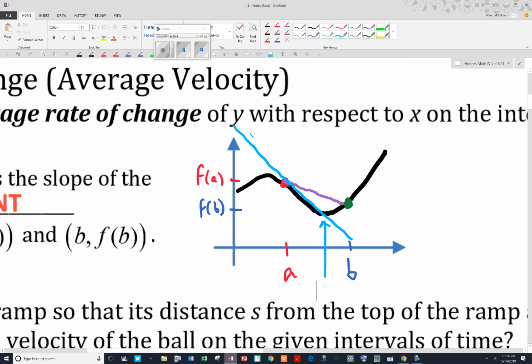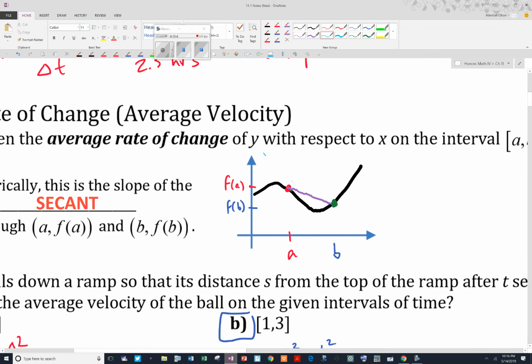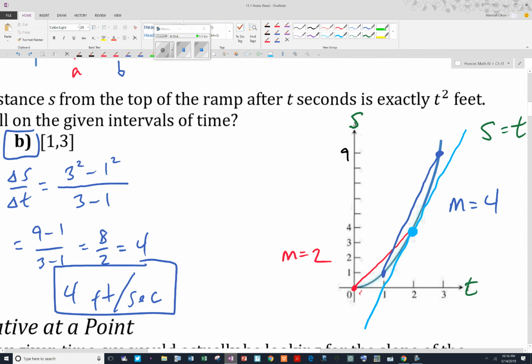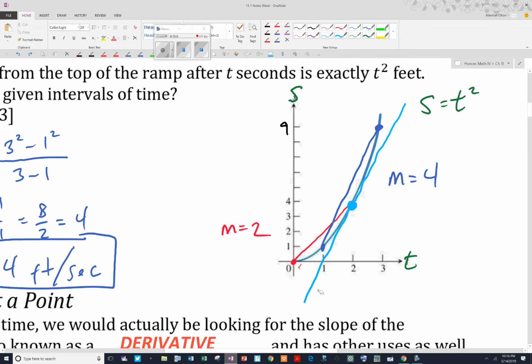If we zoomed in really, really close, we're just looking for the tangent line at that point. It might cross the function again somewhere else, but it's okay. We're looking for it to be tangent at that value. So that's what we mean when we say tangent line.